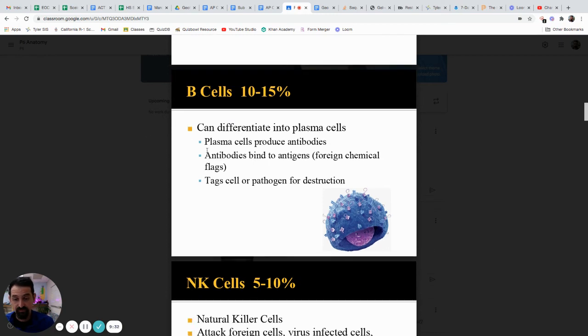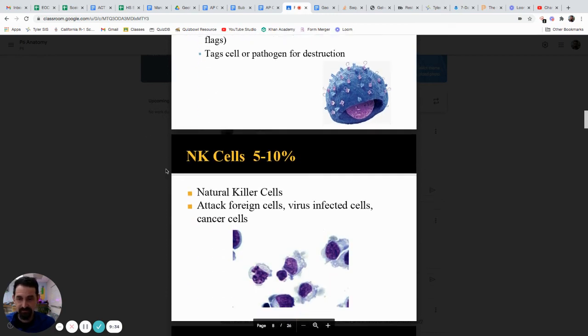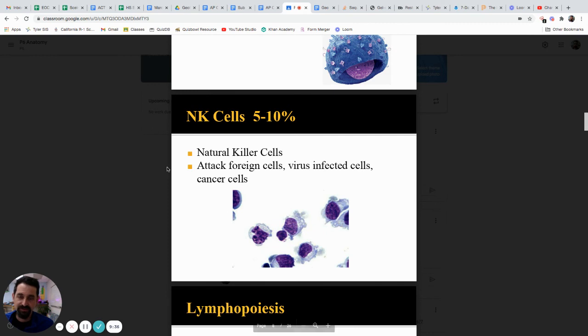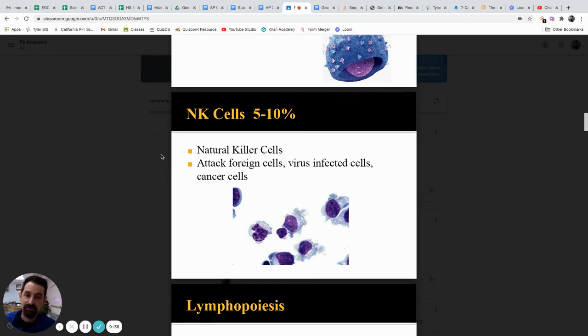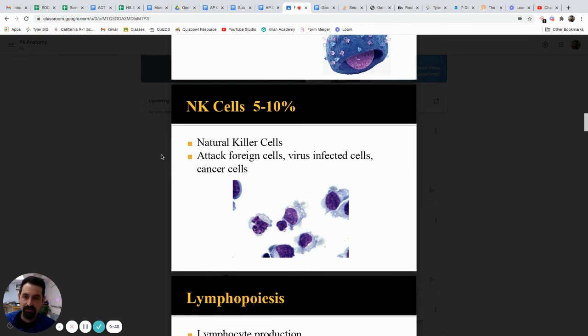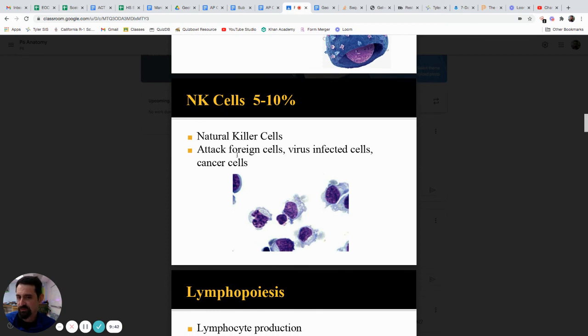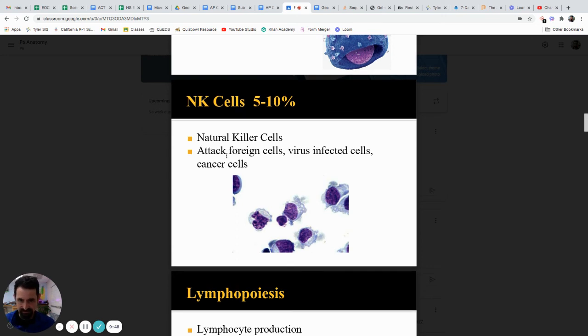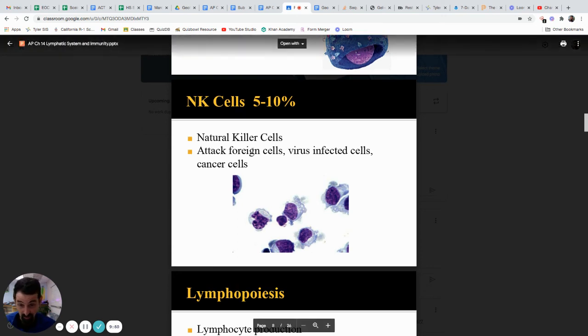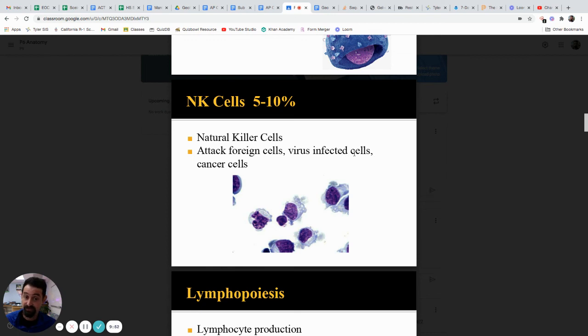And finally, you've got NK cells. I really like NK cells because NK is easy to remember. These are natural killer cells. Pretty much, if you don't do everything right, NK cells destroy you. So they're very similar to cytotoxic T cells. They attack foreign cells, a cell infected with a virus, even cancer cells.